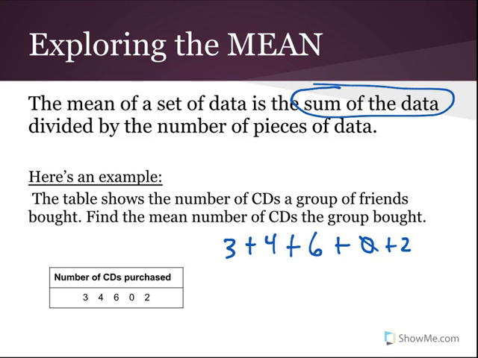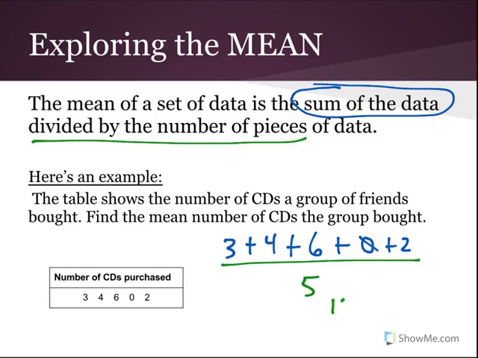Now, the next part of this is divided by the number of pieces. So how many pieces are there? 1, 2, 3, 4, 5. So we'll divide this by 5. Now, do a little bit of addition here. 3 plus 4 is 7. 7 plus 6 is 13. 13 plus 0, then 13 plus 2 gives me 15, and we'll still divide this by the number of pieces of data, equals 3.